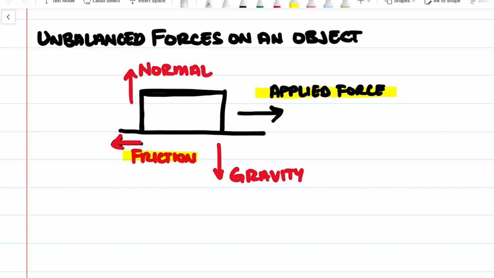Now, friction is usually dependent on gravity. And if there is no gravity, then there's usually no friction. So gravity is the force pulling the object down. And as we established last time, normal force is the force that is pushing the object back up right there. So anytime you see the applied force, friction is always the opposite, and we have normal and gravity going opposite to each other, up and down.